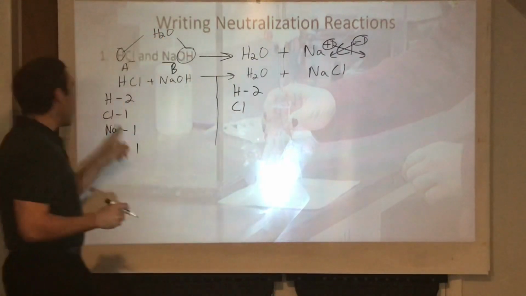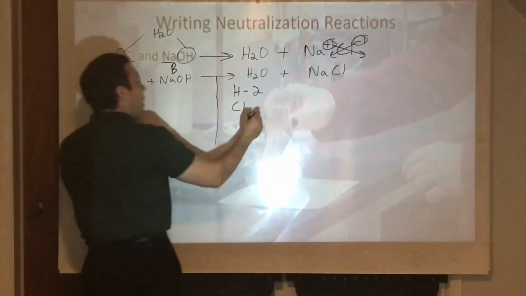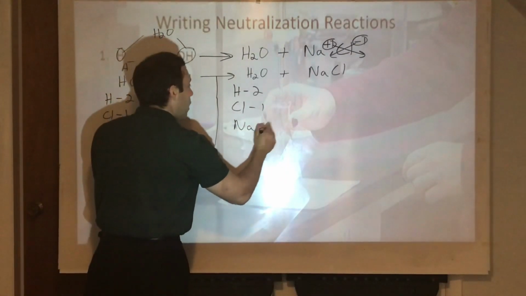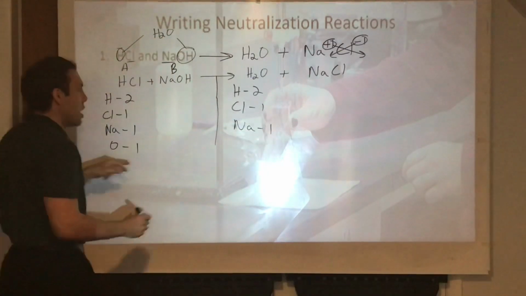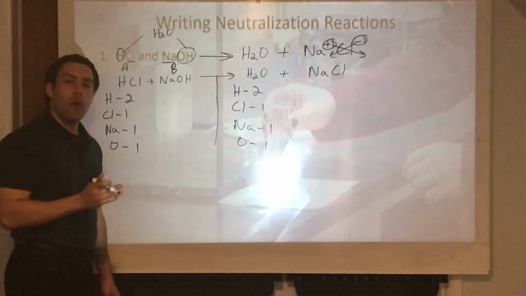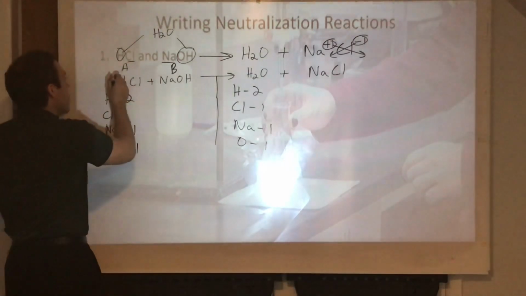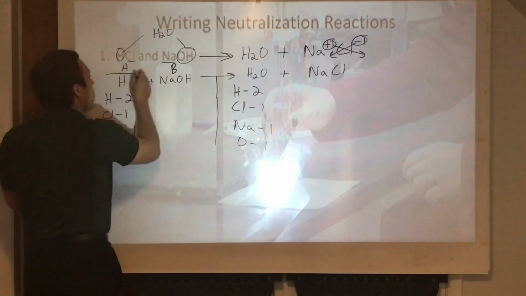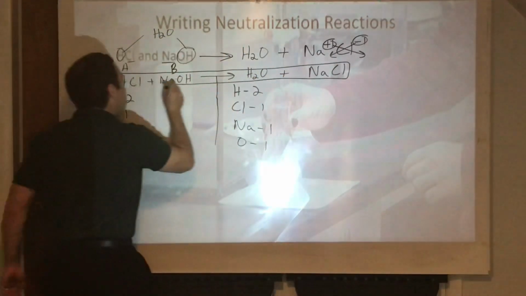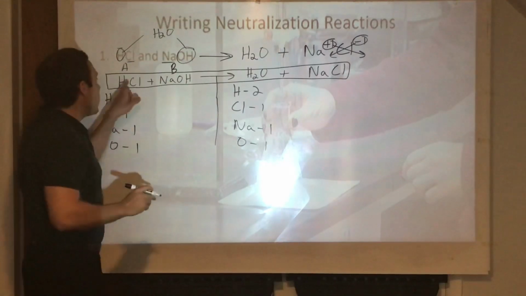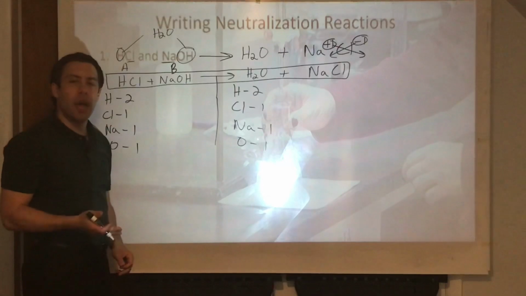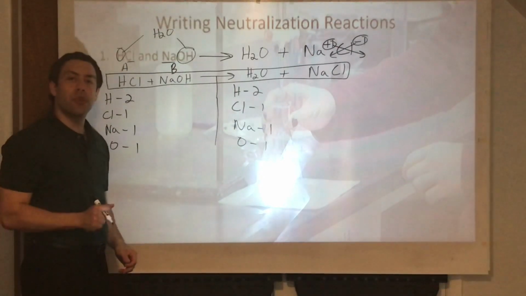Cl's, I like to keep the same order. Cl's, we have 1. Na, we have 1. And O, we have 1. So this equation was already balanced. We didn't have to do anything. So this is our final answer. HCl plus NaOH goes to H2O plus NaCl. This is our first neutralization reaction.